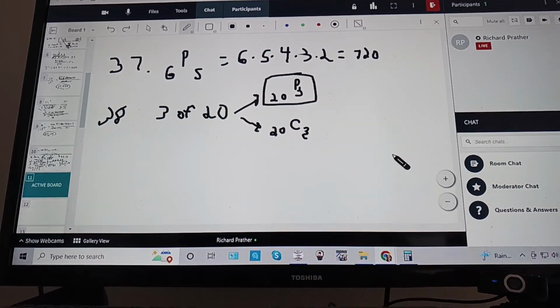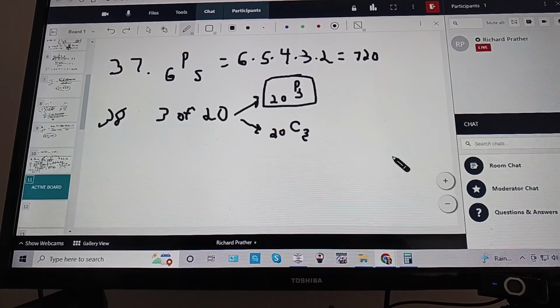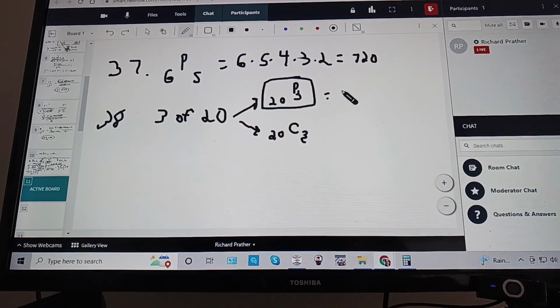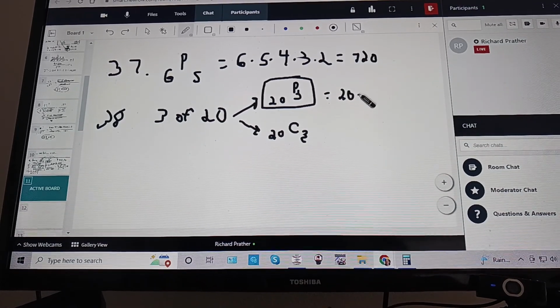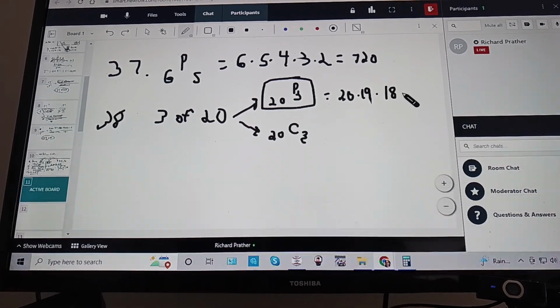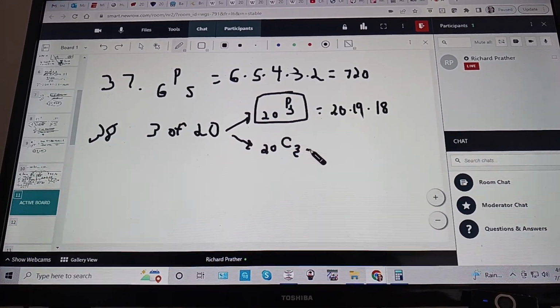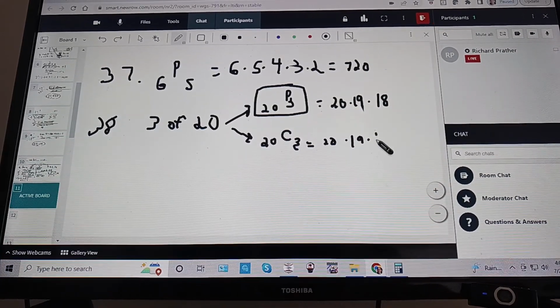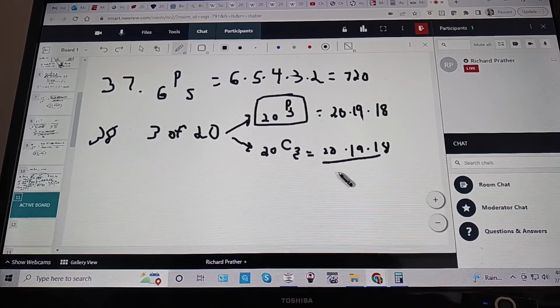So on these word problems where you have to decide which one it is, sometimes you could pick the wrong one. But now this is a permutation. I start at 20, decrease by 1 until I have 3 numbers. And if you're doing a permutation, that's all you do. If this was a combination, I would do that same thing first, and then I would divide by 3, 2, and 1.